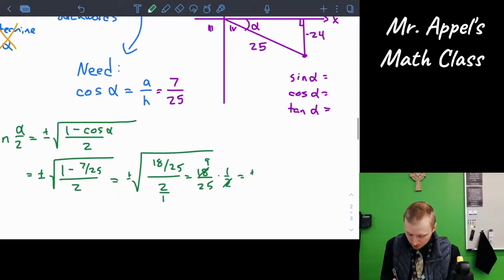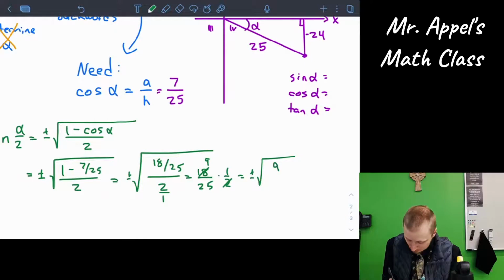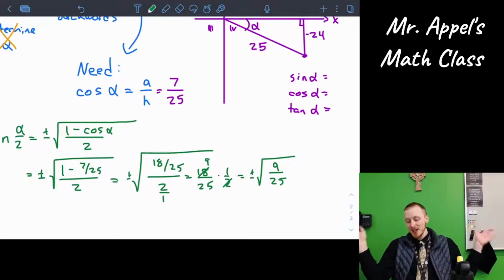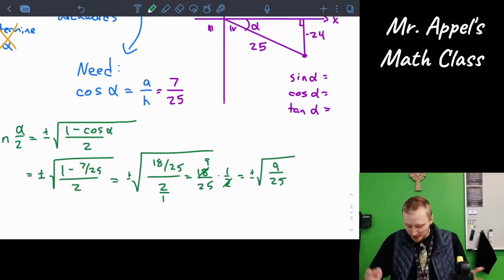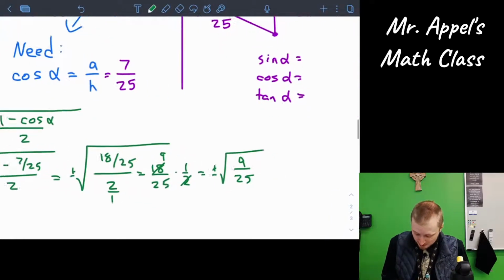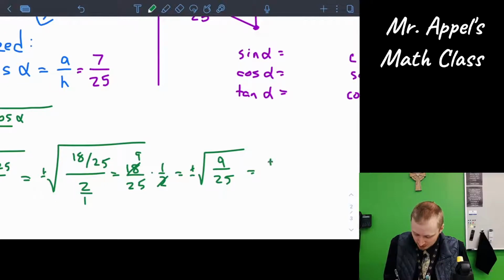So this is plus or minus the square root of 9 over 25. Oh my gosh, guys, it actually squares. Were you expecting that? Did anybody actually expect that would just work out? We get perfect squares. I'll be honest, I wasn't really thinking that far ahead, but that's really convenient. Square root of 9 is 3, of 25 is 5. Plus or minus 3/5.